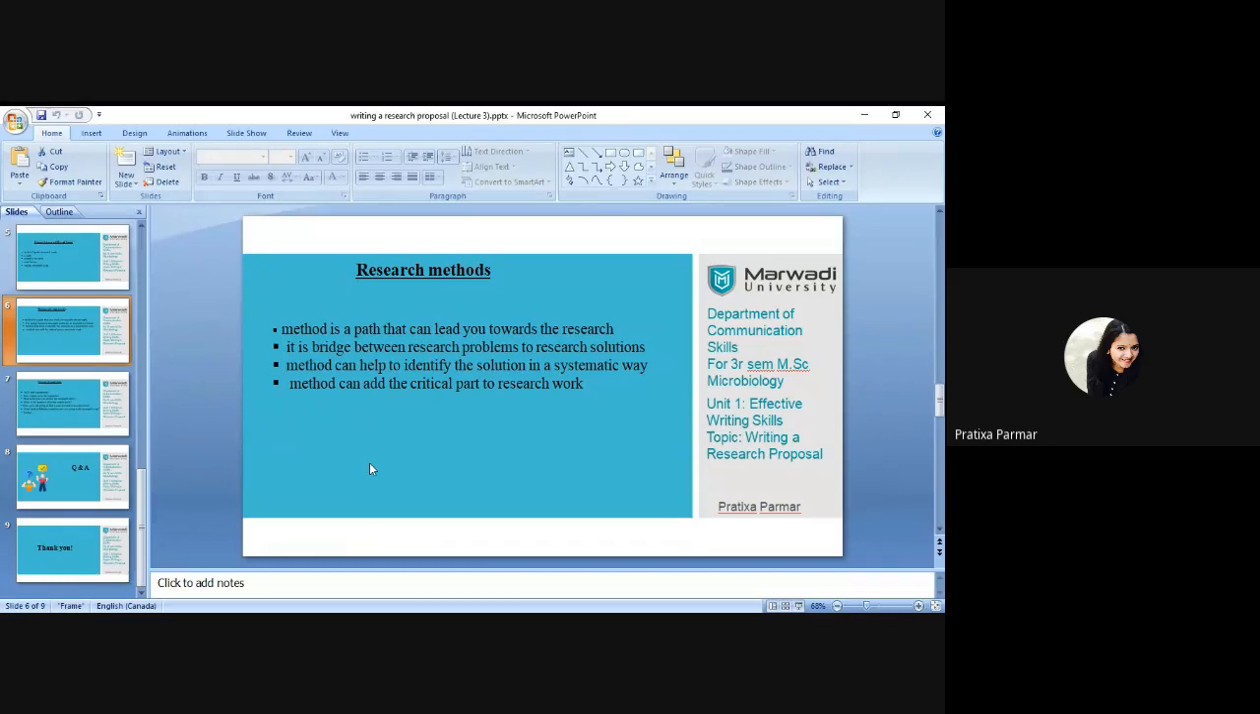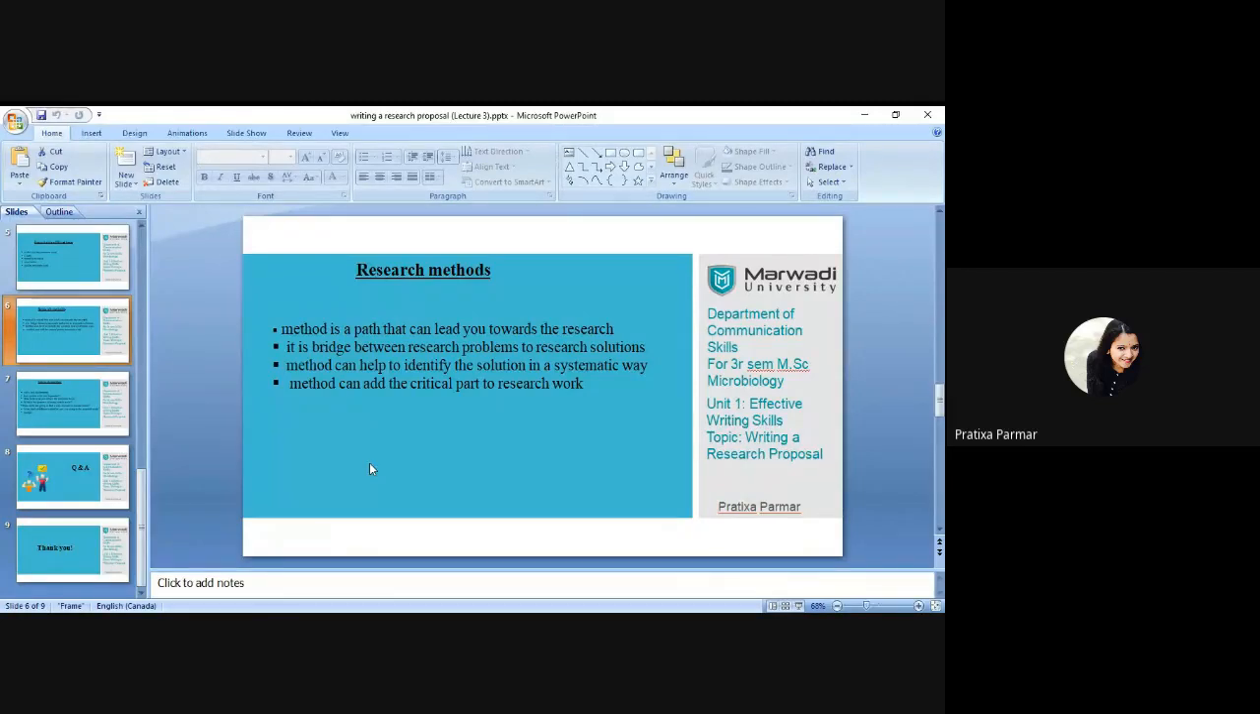Research methods. A method is a path that can lead you towards the research. As I told you, once you identify the hypothesis, the queries you are looking for as a researcher, there should be a way. How are you going to find the answers for the queries that you have? There are many methods that you can use. It is a path that can lead you towards the final solution of your research work. It is a bridge between the research problem and the research solution.